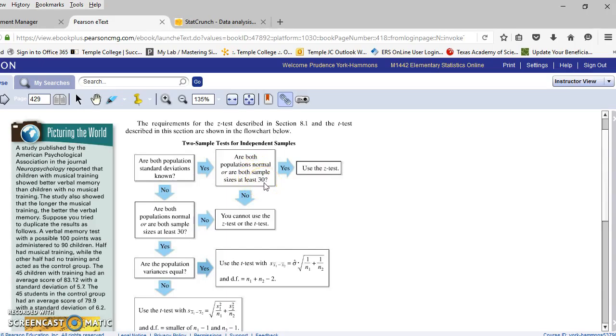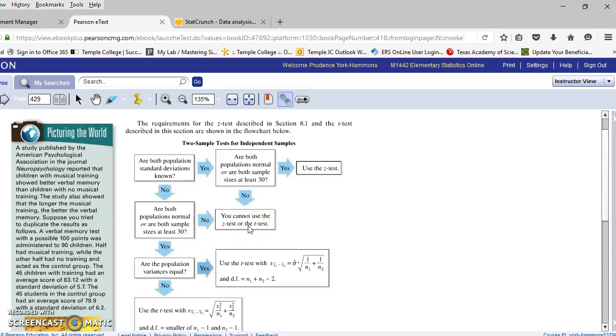That was in Section 1. But if the answer is no, that we do not know both those population standard deviations, then we still have to ask the questions, are the populations normal or are both sample sizes at least 30? If the answer is yes, then we can go ahead and run the t-test, depending on whether the variances are equal or the other degrees of freedom if they're not. The other option is if they don't tell you that the populations are normal or your sample sizes aren't at least 30, you can't use either the z-test or the t-test.